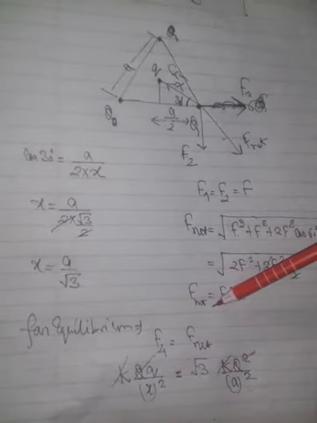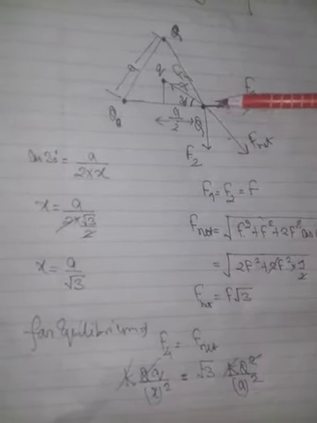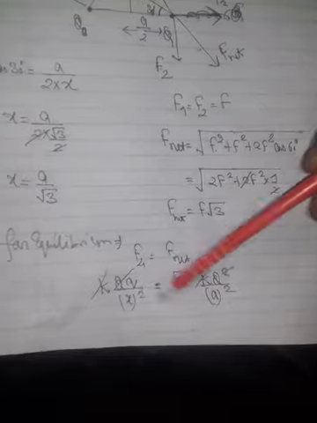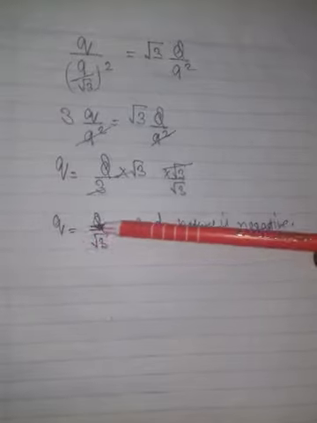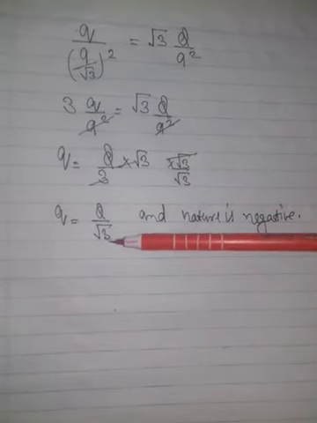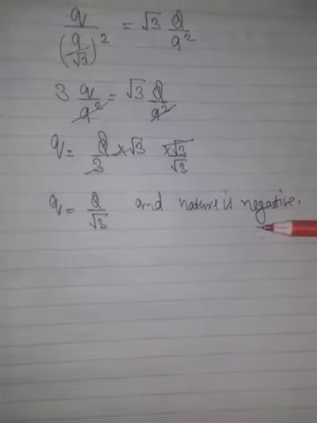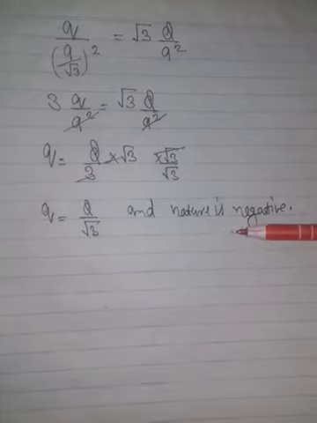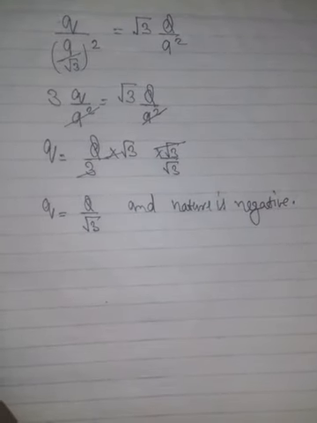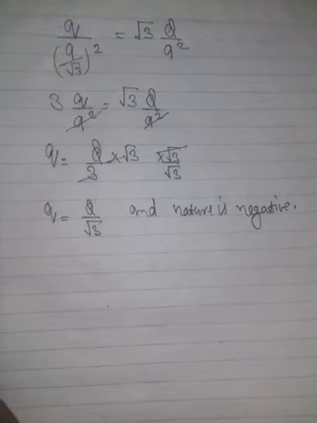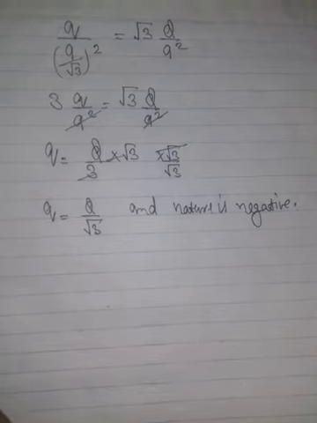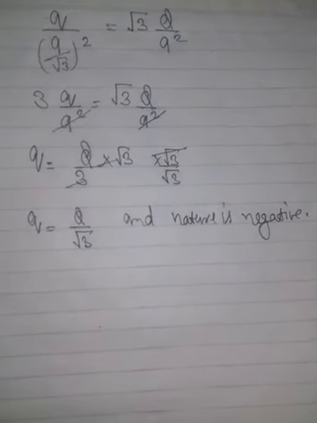For equilibrium, the net force at this point is equal to 0, that is F4 is equal to F net. Putting this value and solving the equation, we get the value of the charge at the center, that is q by root 3, and it is negative in nature. If it were not negative but positive, it would repel the charges kept on the vertices. So it is a negative charge, to cancel the net force applied by the other two vertices on the charge.